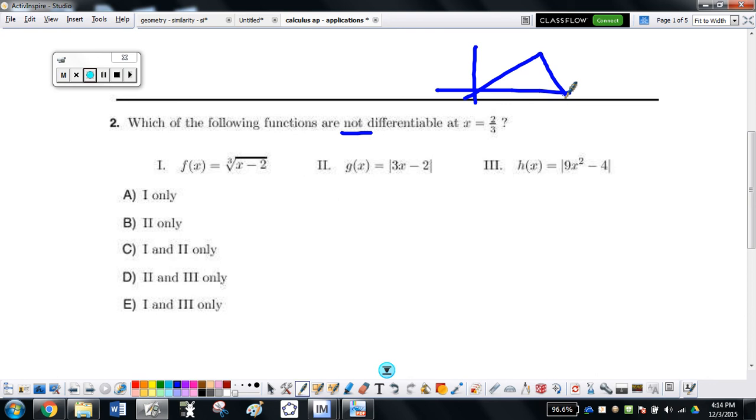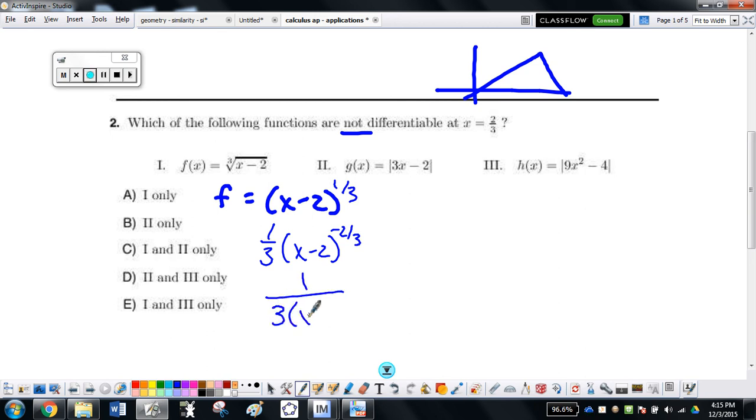is it actually differentiable? Is the derivative continuous? So the derivative here, go ahead and take it if you haven't yet. It's cube root of x minus 2. That should be your derivative for the first one.